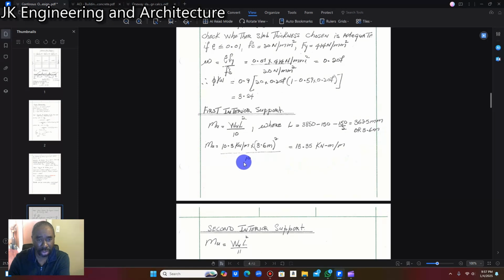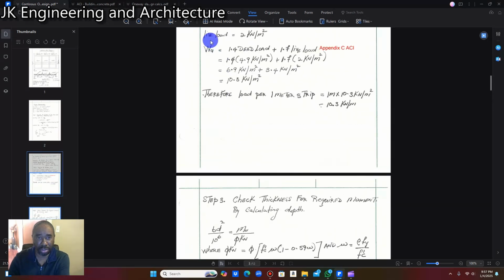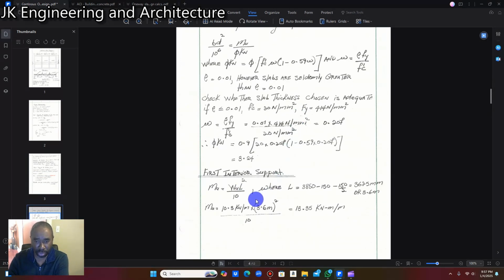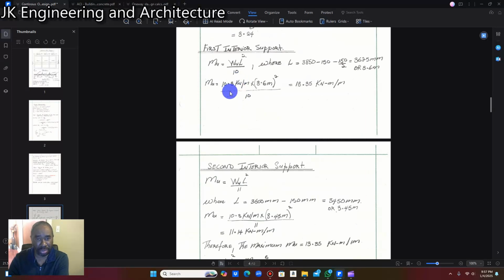So Mu: remember, we calculated Wu already to be 10.3 kilonewtons per meter square. Since we're going to use a 1 meter strip, it's going to be 10.3 kilonewtons per meter. So we calculate our first moment, which is 10.3 kilonewtons per meter times 3.6 meter square divided by 10, and the moment is going to be 13.35 kilonewton meter per meter.